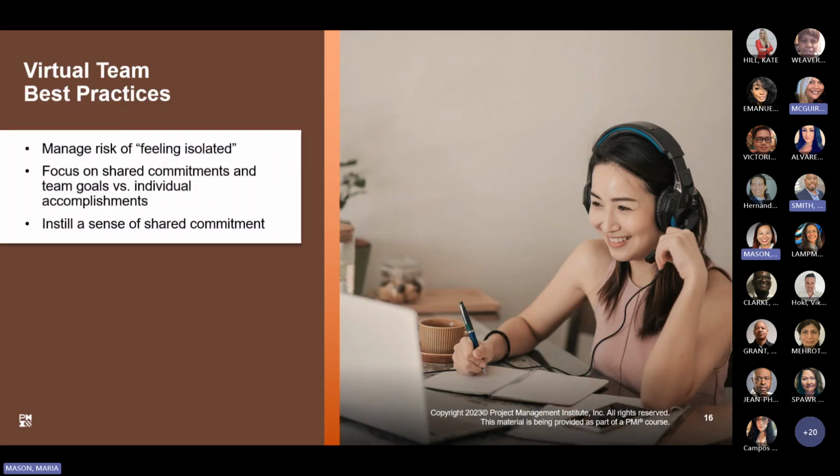Virtual team best practices. You want to manage the risk of people feeling isolated. I just kind of mentioned that in my own personal story. Focus on shared commitments and team goals versus individual accomplishments, and instill a sense of shared commitment to the project. So think about your project management tools, right? Like making sure that you're creating a team charter so everybody is aware of the shared commitment, everybody's responsibility.